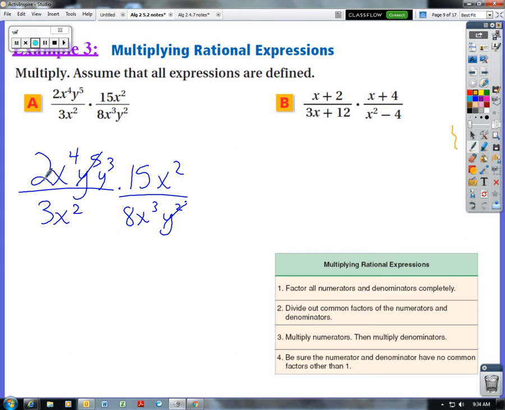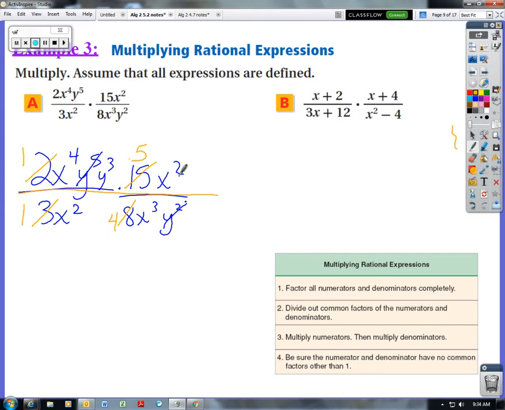So anything, you could kind of think of this as one big long division bar. Anything on top can be canceled with anything on bottom. So this 2 and 8 can be canceled. 2 goes into 2 once. 2 goes into 8 4 times. 3 and 15 can reduce. 3 goes into 3 once. 3 goes into 15 5 times.